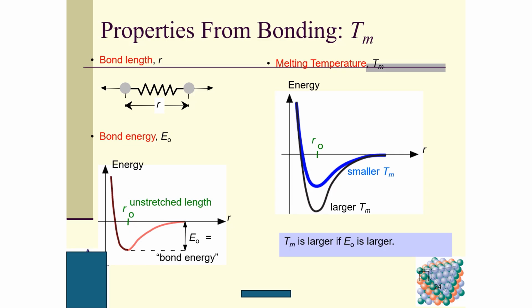So this is energy, the larger Tm, so they have larger Tm, this one has a smaller Tm, because at this state of equilibrium, the E0 for this blue curve is lower than the E0 for the dark curve. You can see this guy has larger melting temperature.